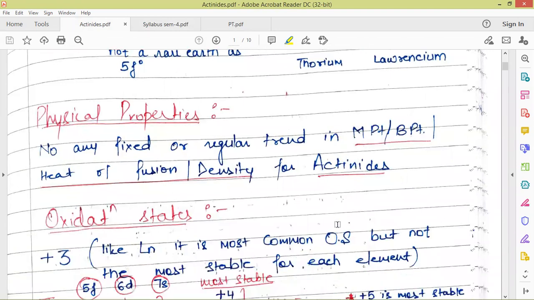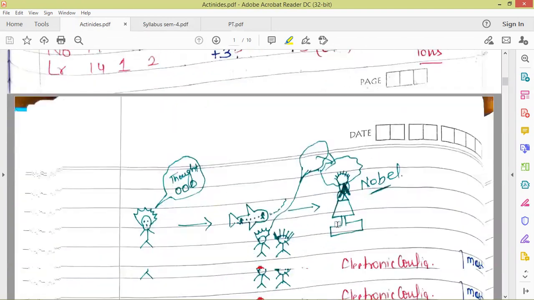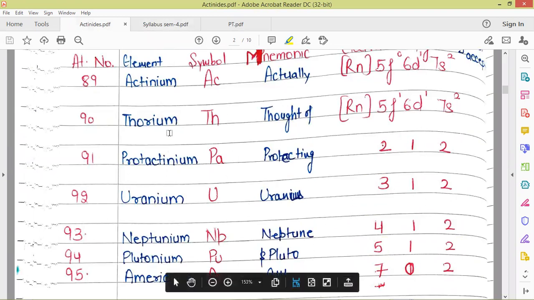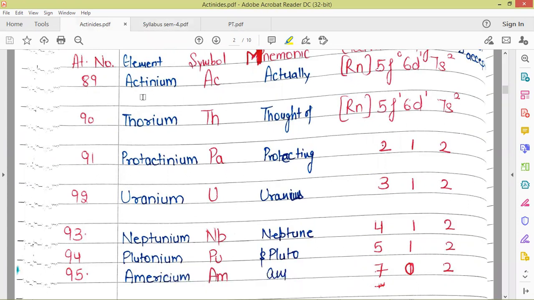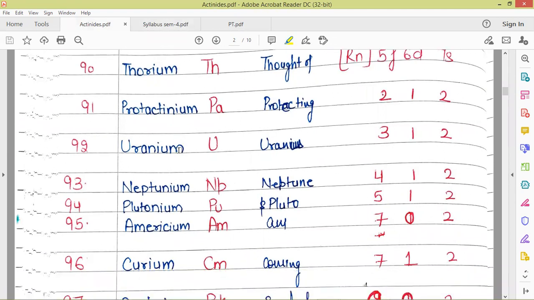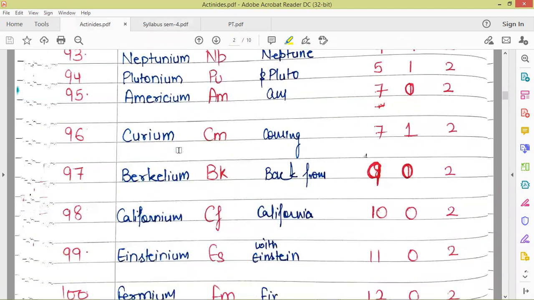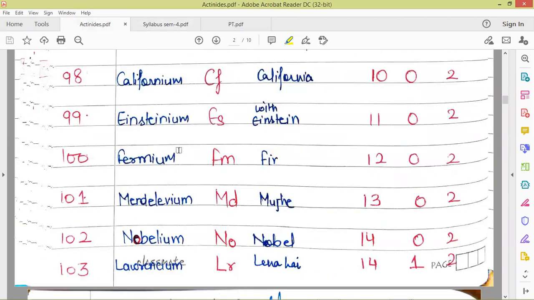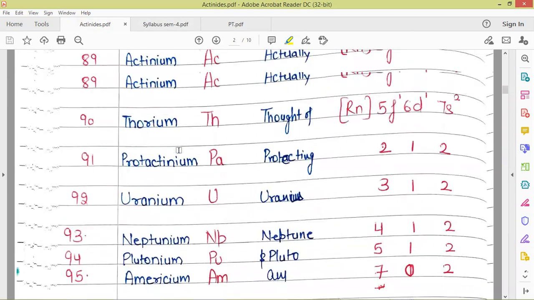Before getting to the physical properties, let us see what are the elements present in this actinide series. First is actinium. This is not a part of the actinides, but generally we write it in the actinide series to compare it with the actinides. The first actinide is thorium, with the symbol Th, atomic number 90. Then protactinium, uranium, neptunium, plutonium, americium, curium, berkelium, californium, einsteinium, fermium, mendelevium, nobelium, and lawrencium. So these are the 14 elements which are part of the actinide series.